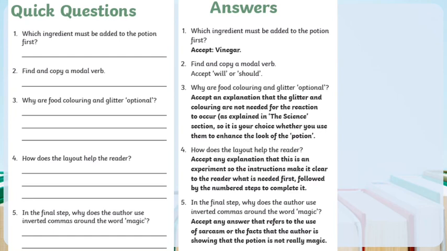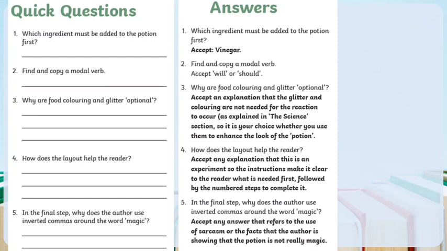Number 3, why are food colouring and glitter optional? That word optional means that you can do it, but you don't have to do it. So you can have any explanation that the glitter and colouring are not needed for the reaction to occur. It doesn't have any effect on the chemical reaction whatsoever. It's just something that you might want to add in to make it look nicer.